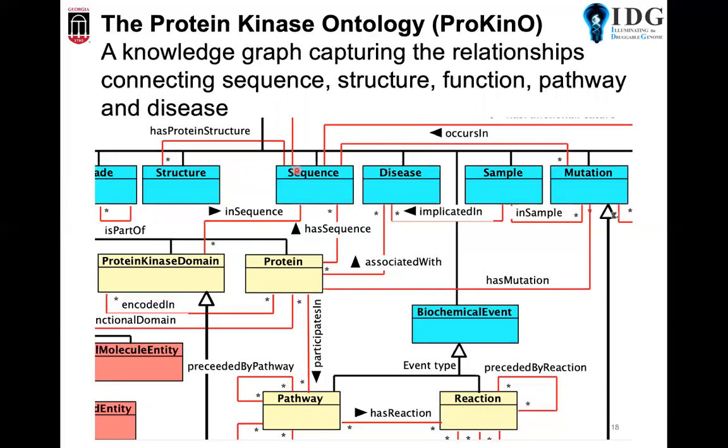So each of these classes is now instantiated with data. So we end up having a populated and complete knowledge graph of the protein kinase knowledge base that is conceptualized and integrated using this ontology schema.